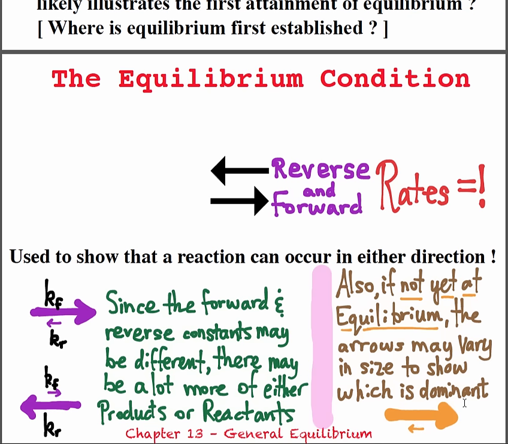And if I'm using these larger and smaller arrows to depict how close I am to equilibrium, eventually this one will get smaller and this one will get bigger, and they'll be equal in size if I was indeed using this size differential to illustrate that I'm not yet at equilibrium, as you will sometimes see.